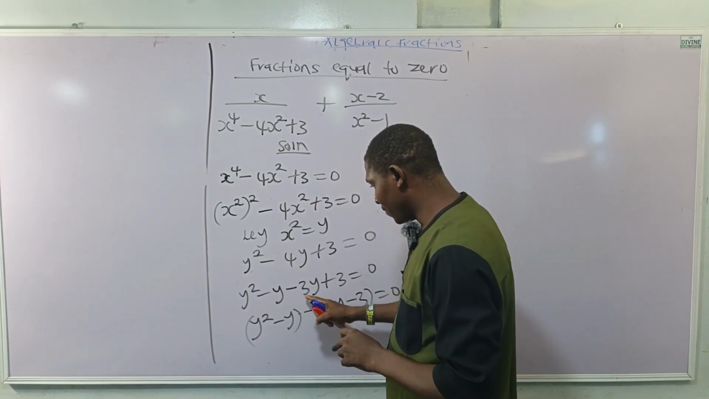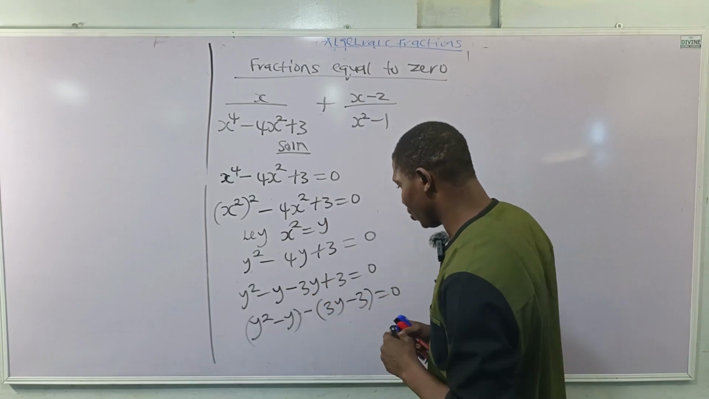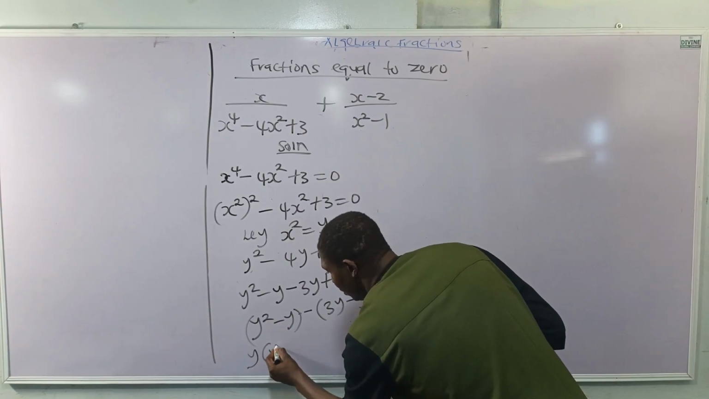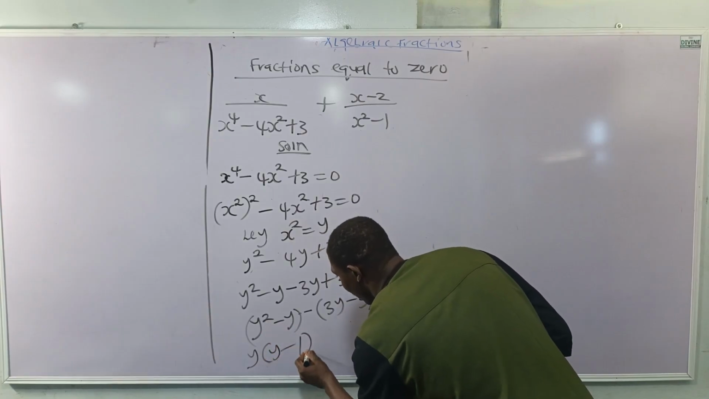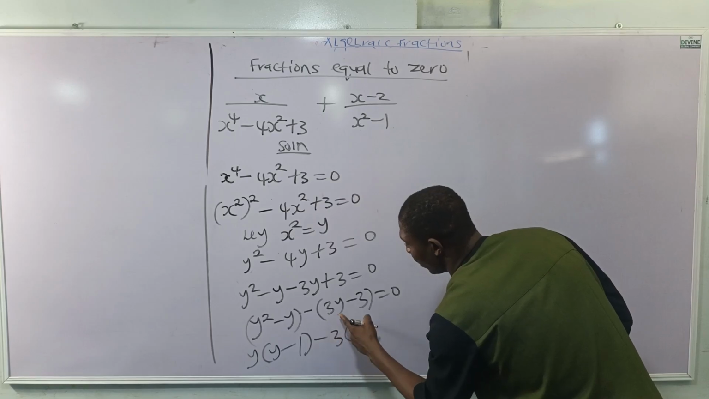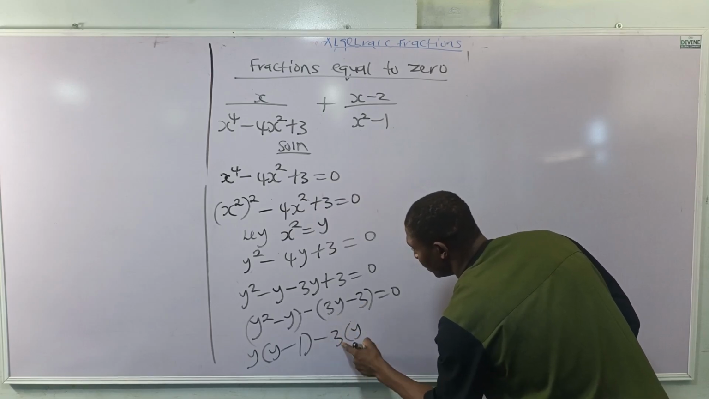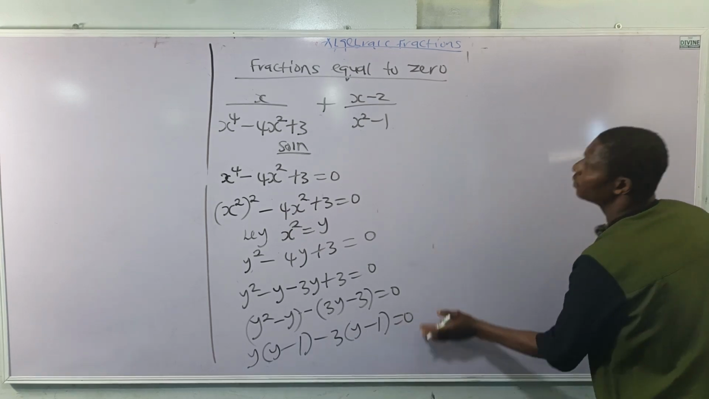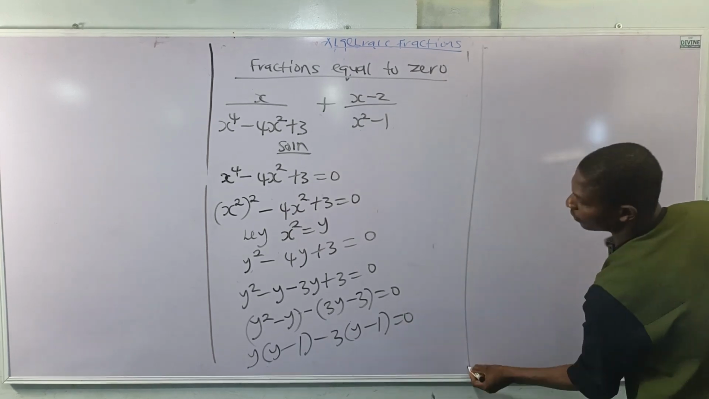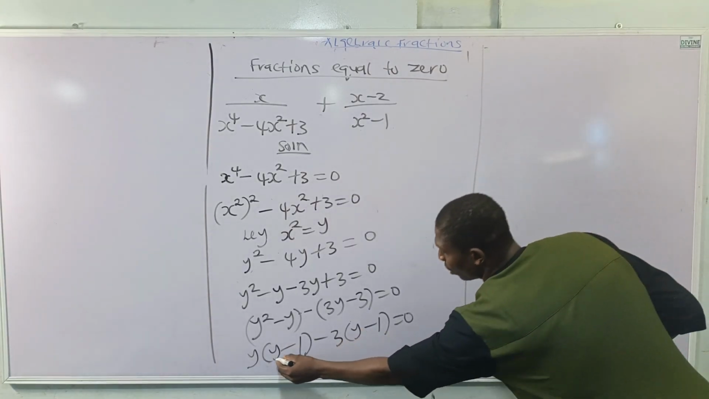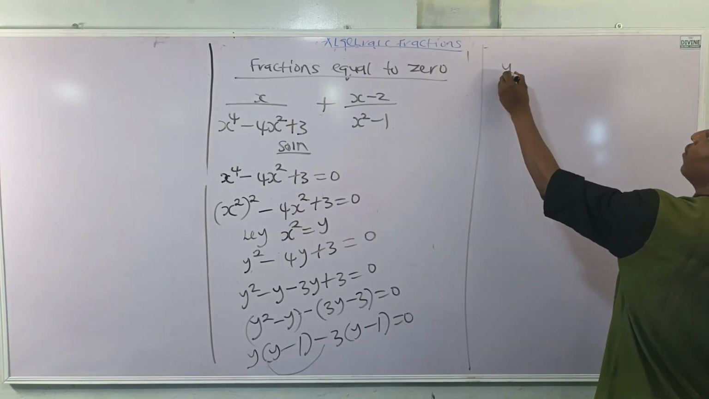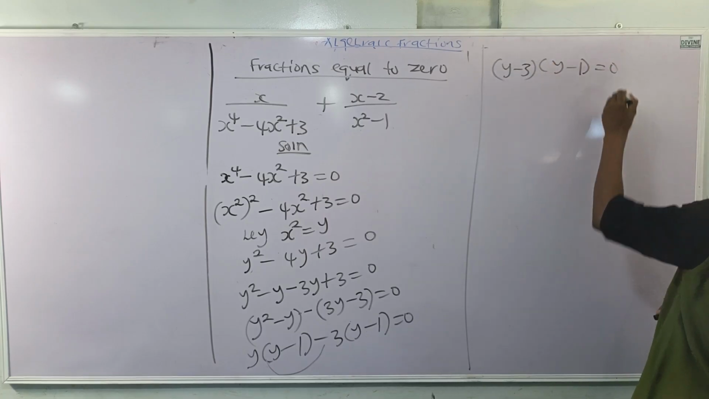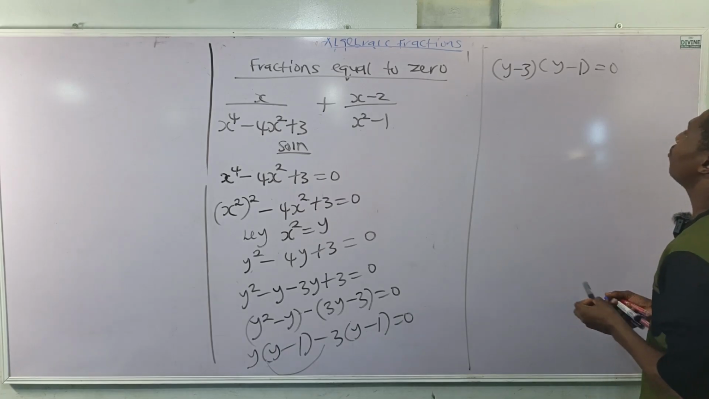Now you check, negative positive is negative, negative negative is positive. Now y is common here, so I have y bracket: y squared divided by y is y, y divided by y is 1. Minus, what is common here is 3, or I have 3y divided by 3 giving me y, and 3 divided by 3 gives me 1, equal to 0. This therefore will give me y minus 3 and y minus 1 equal to 0.